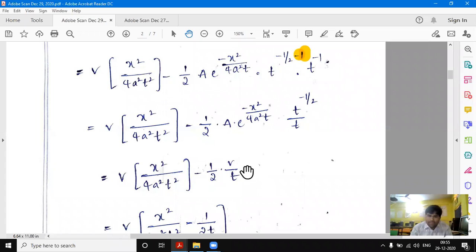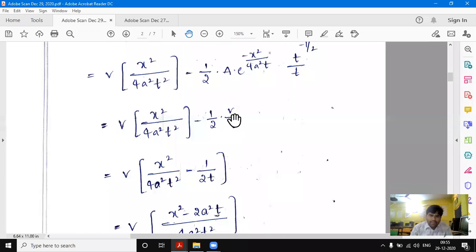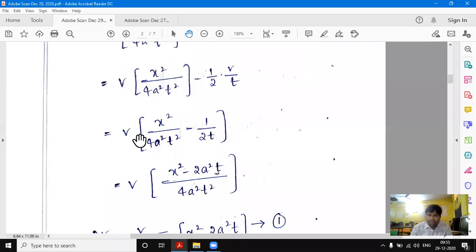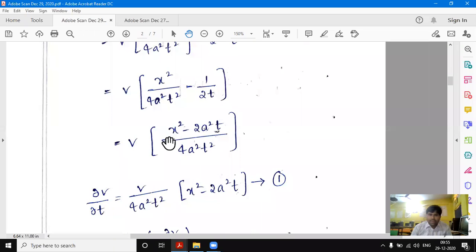So what remains? T. So that becomes v by t. So here v is there, so I have to take v as common. So v into x square by 4a square t square minus 1 by 2t. So that is equal to v into, so here x square, you have to take the LCM. Then what we get as LCM is 4a square t square. So x square minus, I have to multiply 1 with 4a square t square divided by 2t. Then 2 and 4 will get cancelled, means 2 times. So that is 2, a square is a square, t square by t is t.